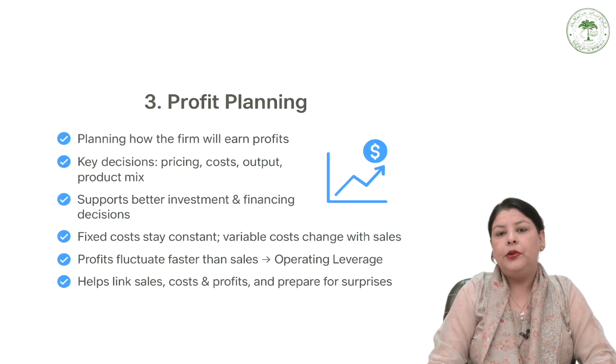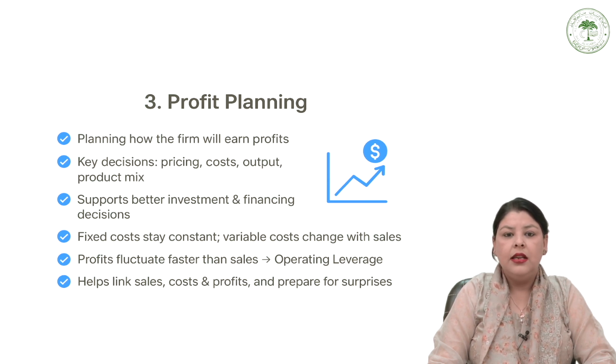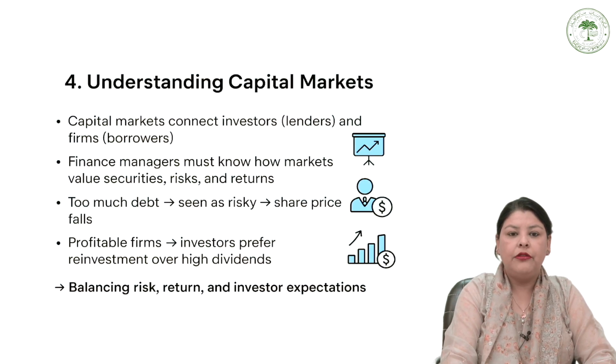The third function is profit planning. It means planning how the business will earn profits. This involves decisions on pricing, cost, output, and product mix. We look at the cost structure. Fixed costs like rent and salaries stay the same. Variable costs like raw materials change with sales. Since fixed costs don't change, profits rise or fall faster than sales. This is called operating leverage. Profit planning helps managers link sales, costs, and profits and make smart choices to keep the company profitable.